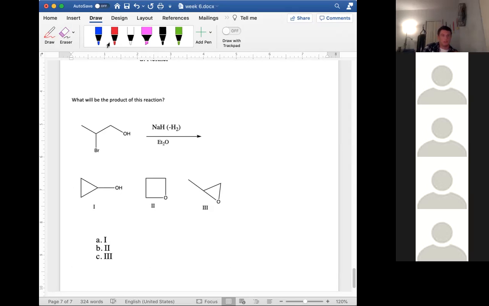All right, so leaving group leaves, right? What's bigger, the OH or the Br? Br leaves. Yes, the answer to that. So, all right, now what? This hydrogen wants to become neutral. How's it going to become neutral? Takes a proton. Where's it going to take that proton from? That oxygen.